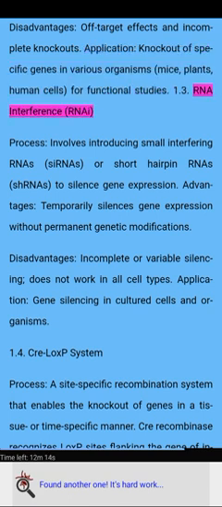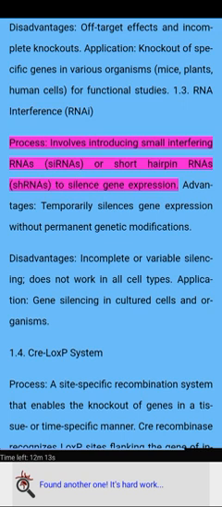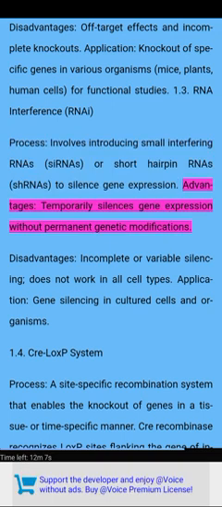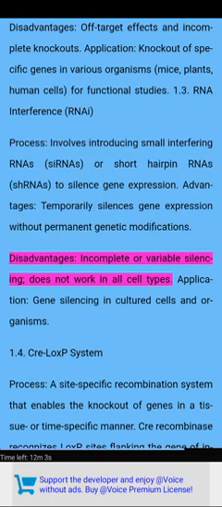1.3. RNA interference, RNAi. Process: involves introducing small interfering RNAs, siRNAs, or short hairpin RNAs, shRNAs, to silence gene expression. Advantages: temporarily silences gene expression without permanent genetic modifications. Disadvantages: incomplete or variable silencing, does not work in all cell types. Application.